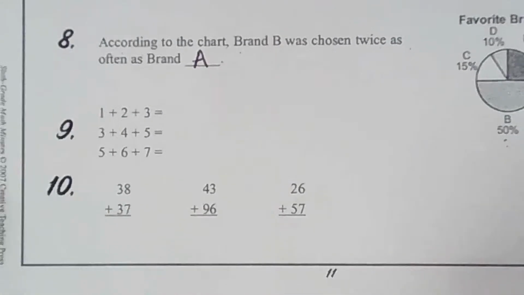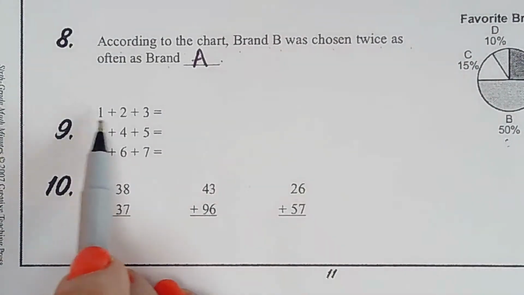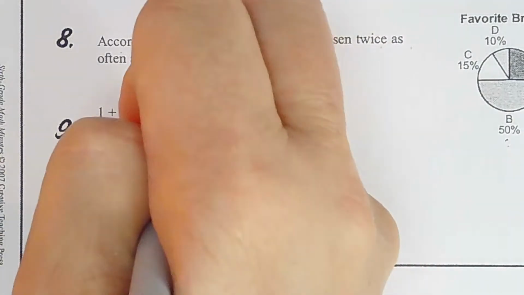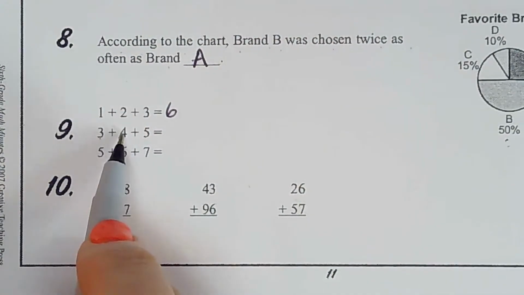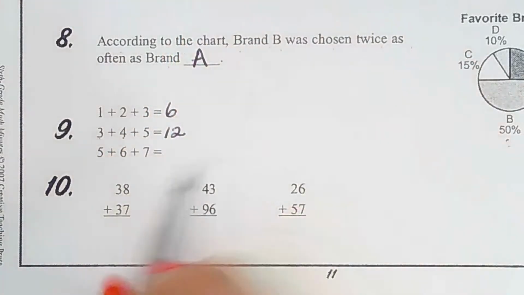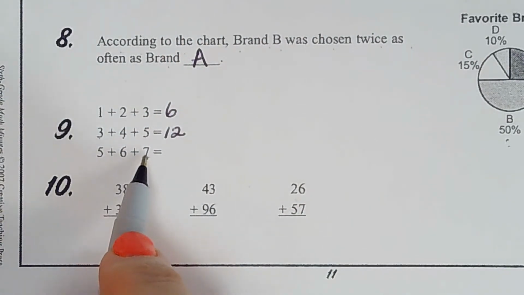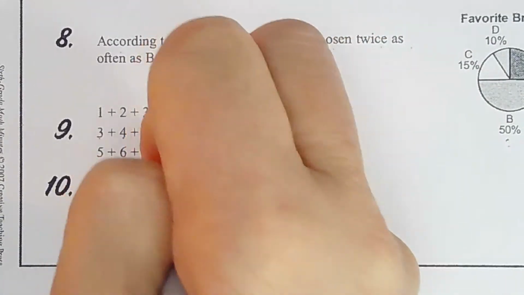Number 9, we have these 3 addition problems. 1 plus 2 is 3. 3 plus 3 is 6. 3 plus 4 is 7. 7 plus 5 is 12. 5 plus 6 is 11. 11 plus 7 is 18.